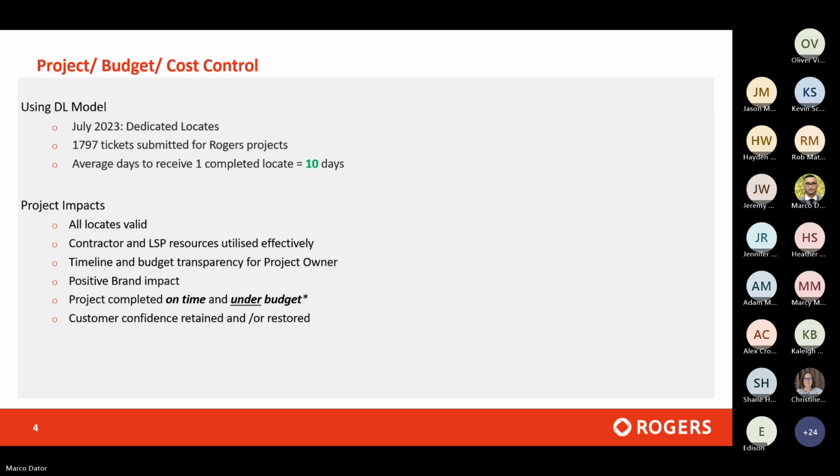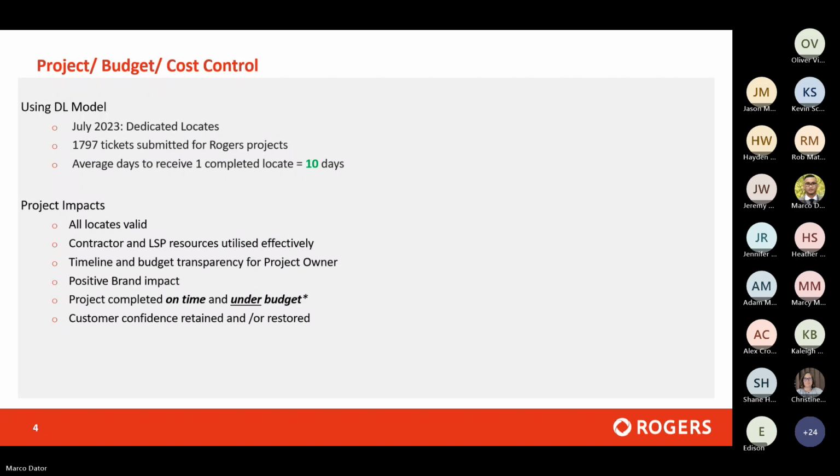Comparatively, now understanding it was 2017 to 2023, utilizing the dedicated locate model, we had just shy of 1,800 tickets submitted for Rogers projects, which was as of mid-October. And the average days to receive one completed locate, based on the number of tickets we have submitted, was 10 calendar days plus 10 business days.